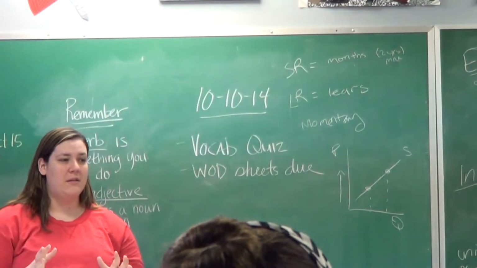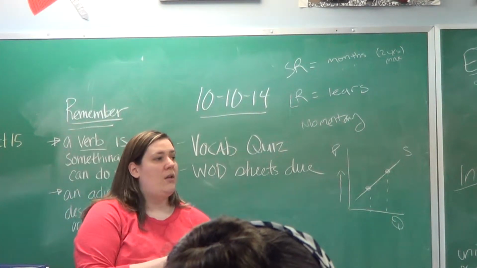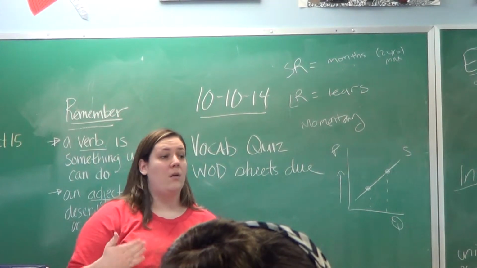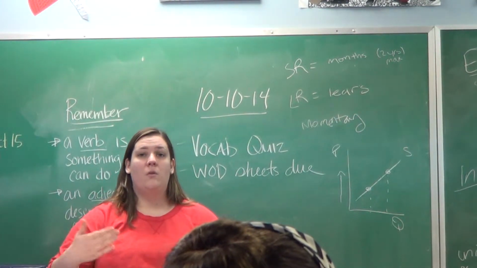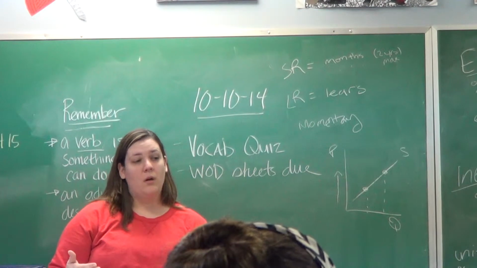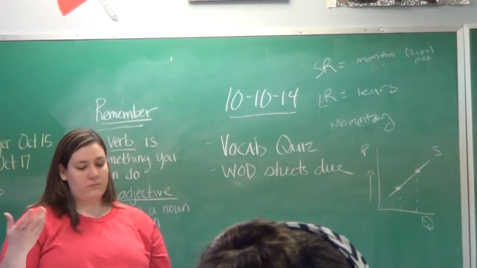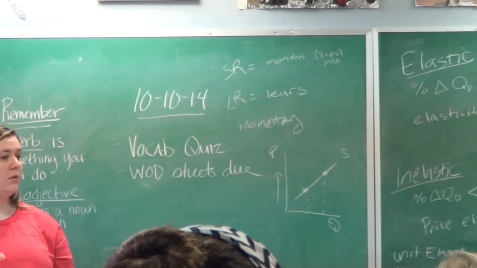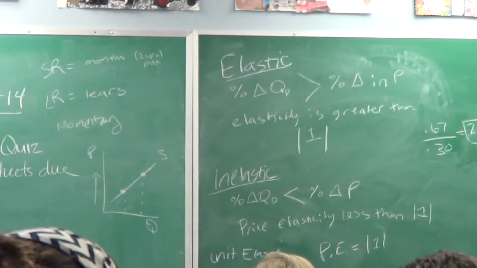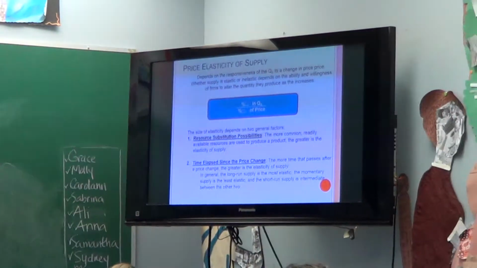Okay, does that kind of make sense? So immediately they can't necessarily just increase the quantity they're supplying, but given a short period of time, they can produce more, and then in the long run, they can also produce more. So I think on the next slide I have an example.